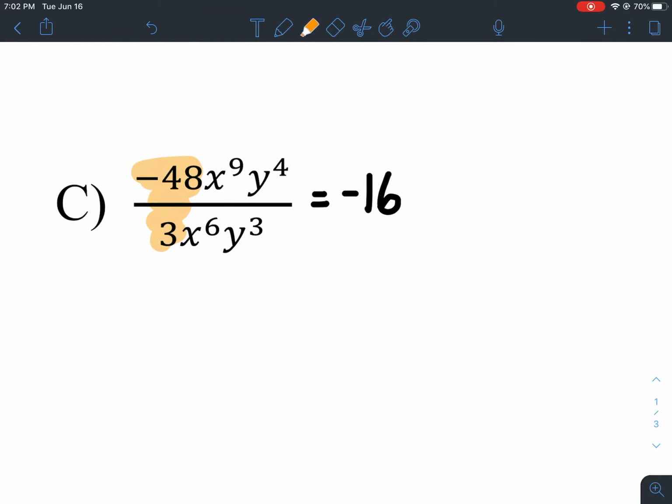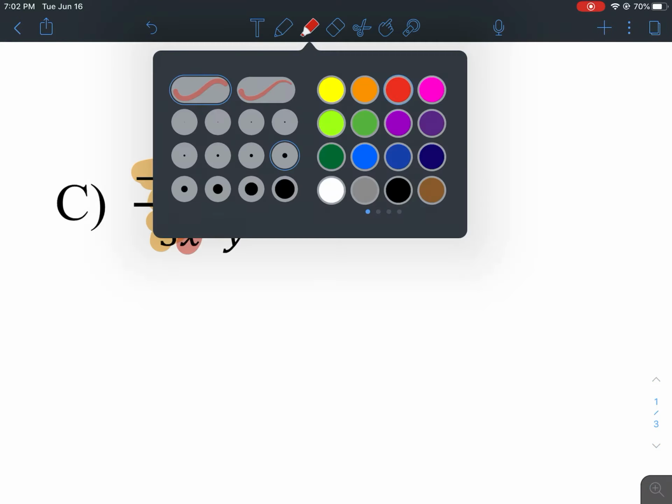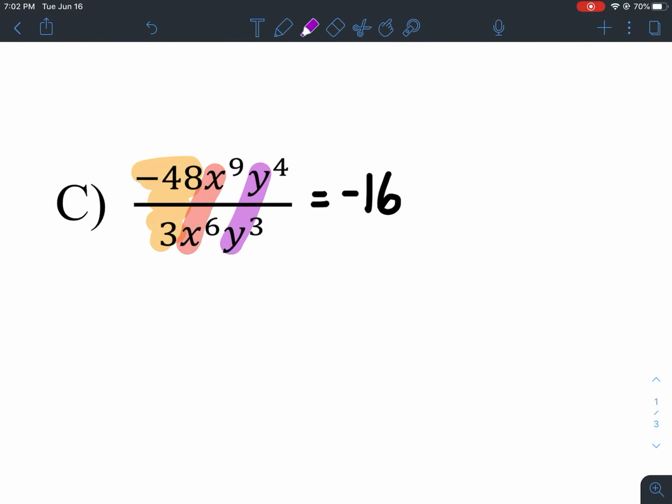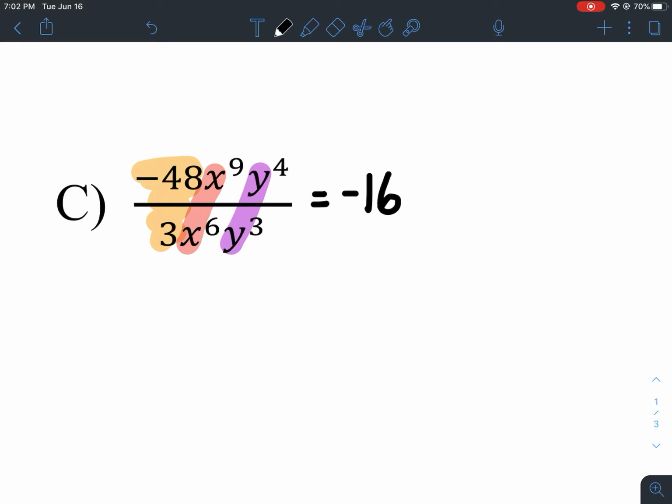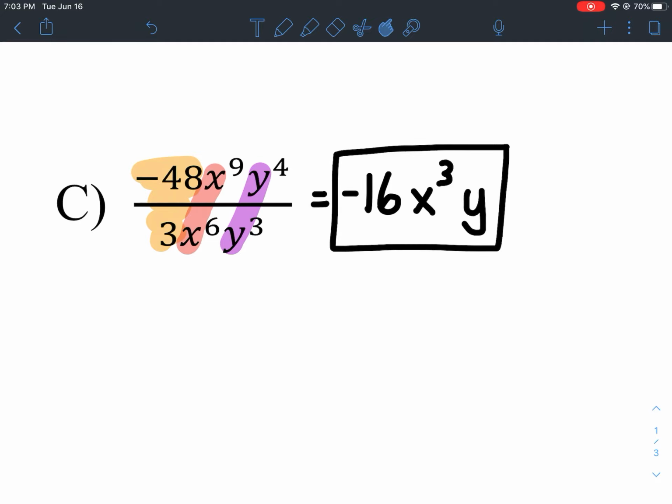And then we look at our exponents that have the same bases. We have x's here, and we have y's here. So if we subtract our x's, 9 minus 6 is 3. And when we subtract our y's, 4 minus 3 is 1. You don't have to put y to the first because that's assumed. But if you want to put the 1, you can. But if you just have the y, that also means y to the first. And that's all we can do there.